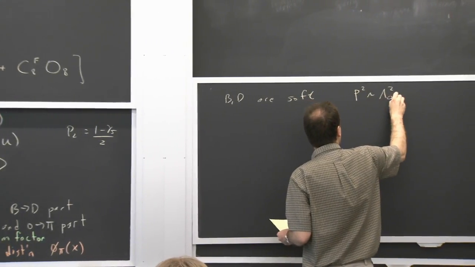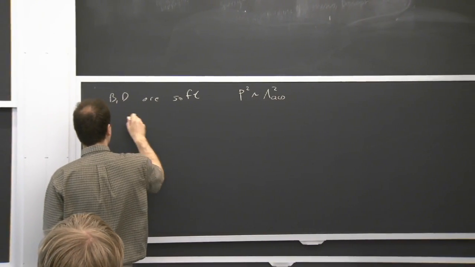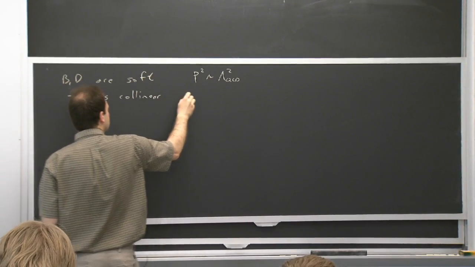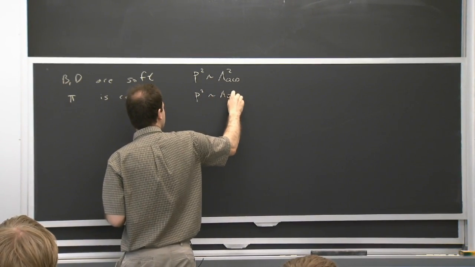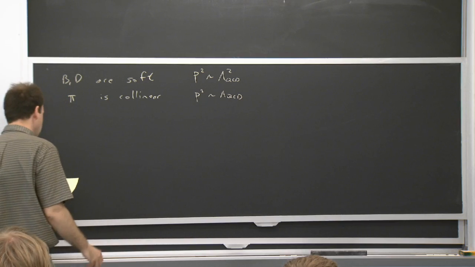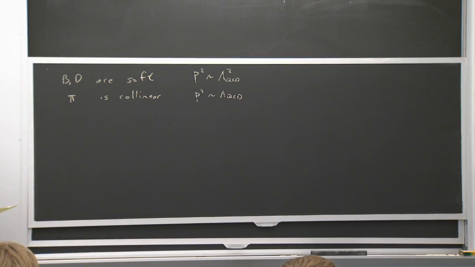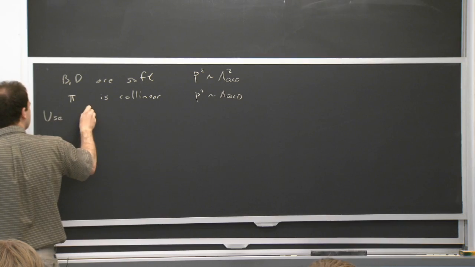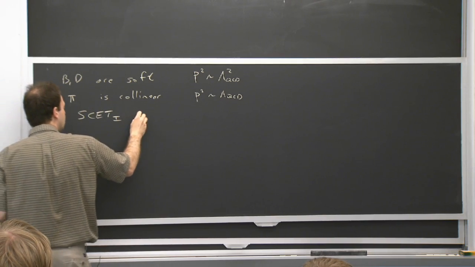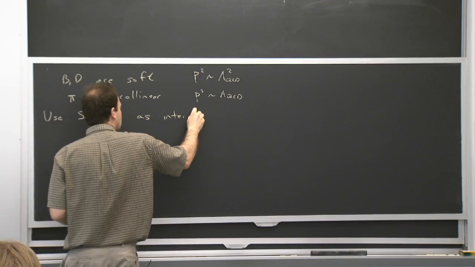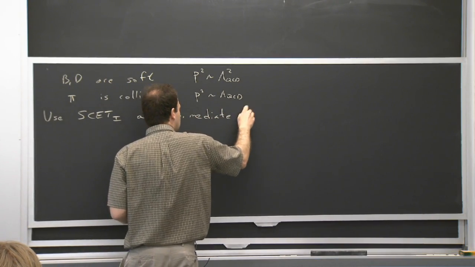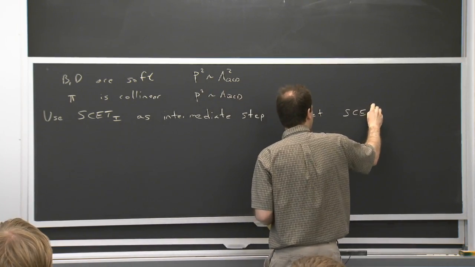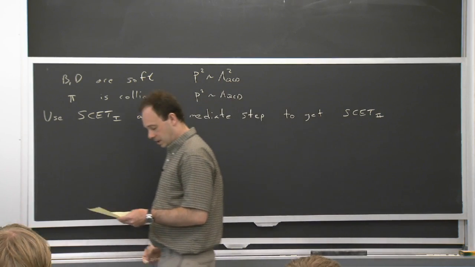So the B and D have p squared of order lambda QCD squared for their constituents. The pion is collinear, and its constituents have p squared of order lambda QCD squared, but they're boosted. We can again use SCET. This is SCET2, but we can use SCET1 as an intermediate step, just like we talked about last time.